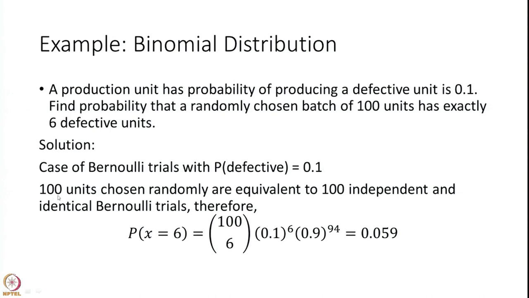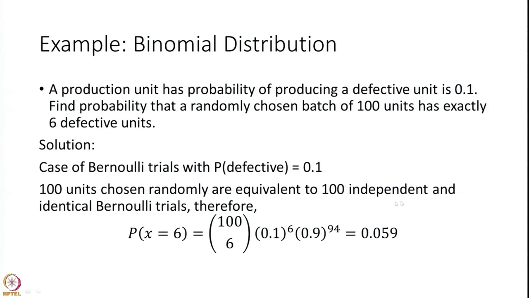You have taken 100 independent Bernoulli trials, and once you have the 100 independent and identical Bernoulli trials, the probability that x takes a value 6 is 100 choose 6 times p to the power 6, times 1 minus p to the power n minus 6, and therefore it comes to this. This you can work out using a simple calculator.